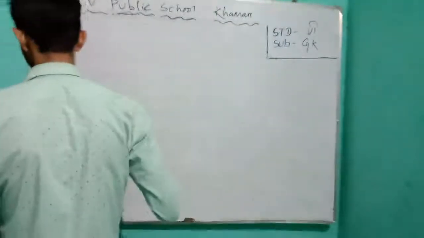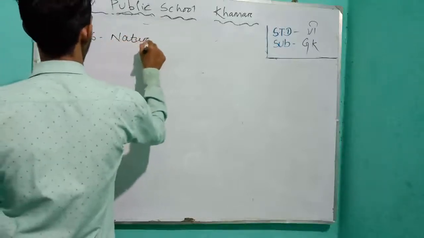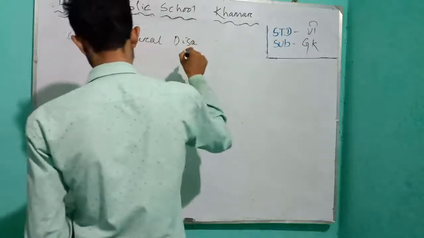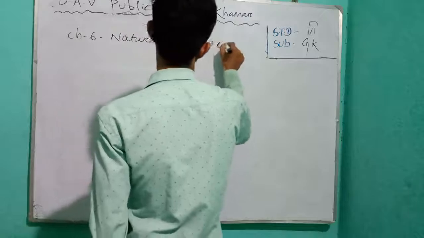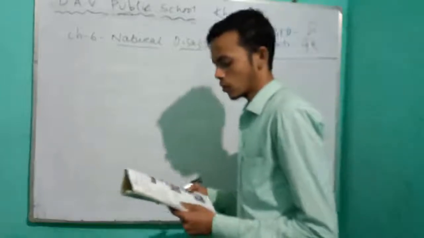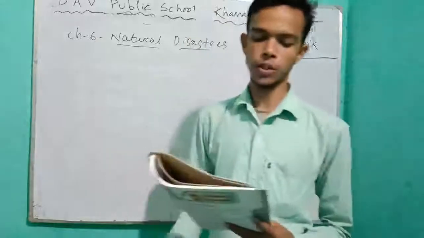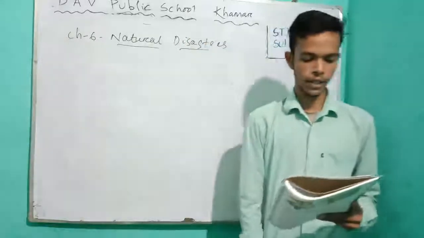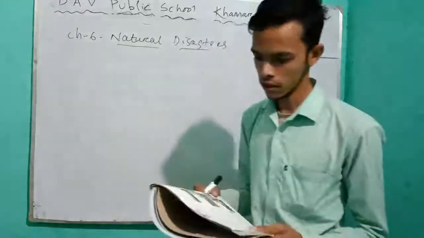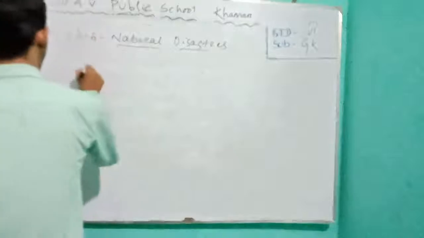So next one is disasters, chapter 6, Natural disasters. The first one is given, along with a picture, and you have to choose which one. Sudden rapid shaking of the earth caused by breaking and shifting rocks below the earth's surface. What will it be? It is an earthquake. Number one, earthquake.